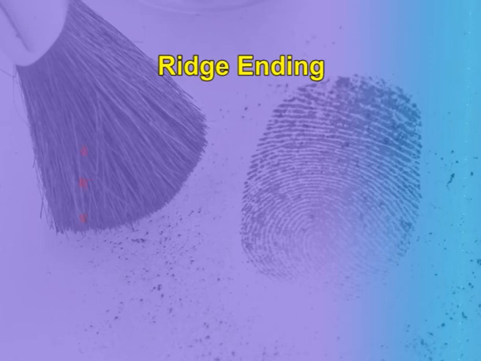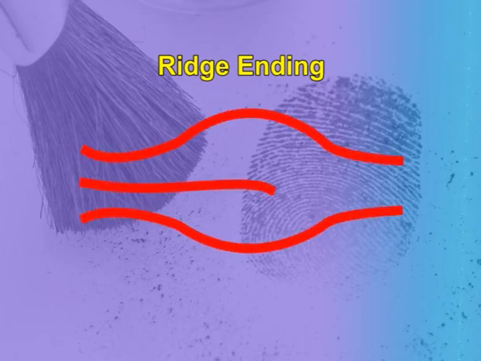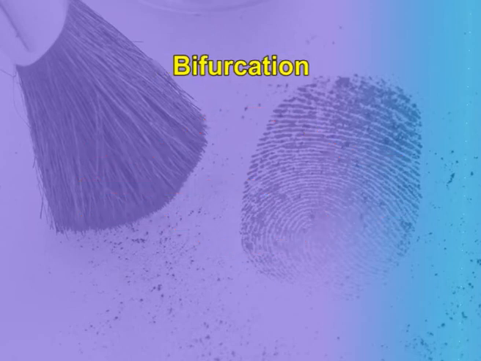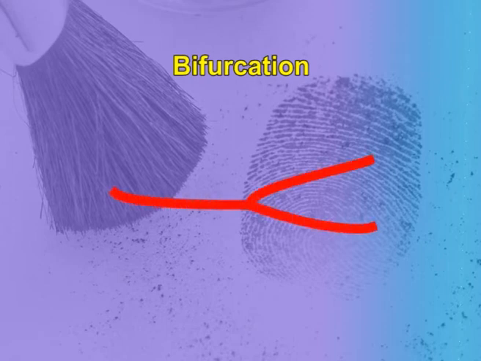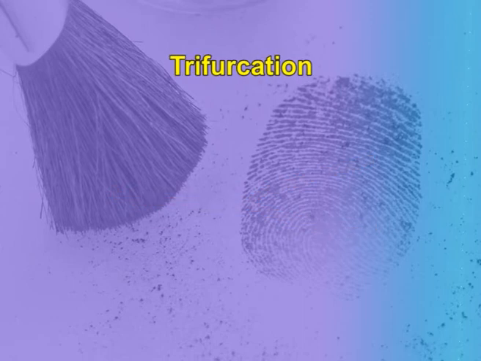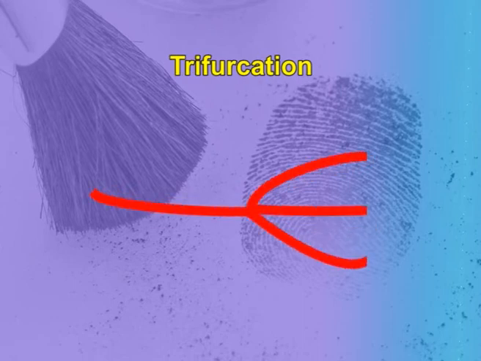Ridge ending. When a normally flowing ridge ends abruptly, that characteristic is known as ridge ending. This is a ridge usually placed between two other more or less parallel ridges. It ends abruptly and does not reappear. Next one is bifurcation. A ridge which leaves the left side of the pattern and divides for a certain length into two parallel lines is known as bifurcation. Third one is trifurcation. A ridge which leaves the left side of the pattern and divides for a certain length into three parallel lines is known as trifurcation.